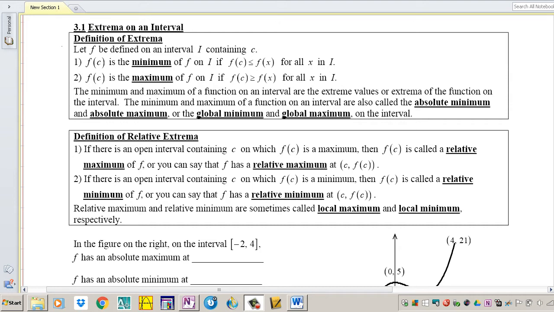So I'm going to let you guys read this on your own. And then I also want you guys to move on to reading the definition of relative extrema. So go ahead and pause the video, take a look at these definitions, try to make some sense out of them, and then play the video, and then we're going to go ahead and talk about what these are in the example below.